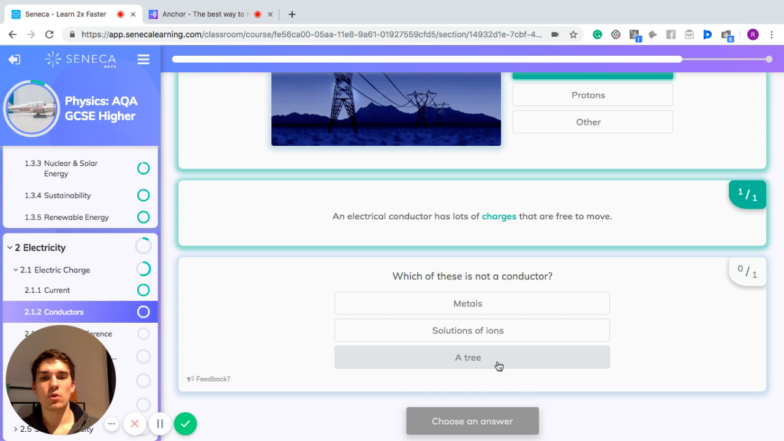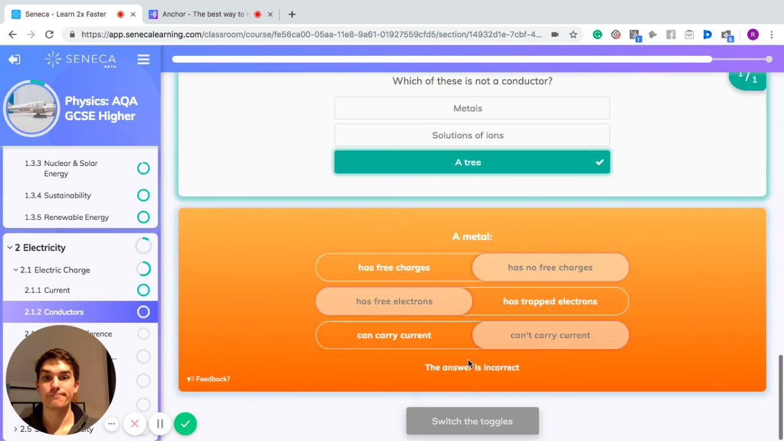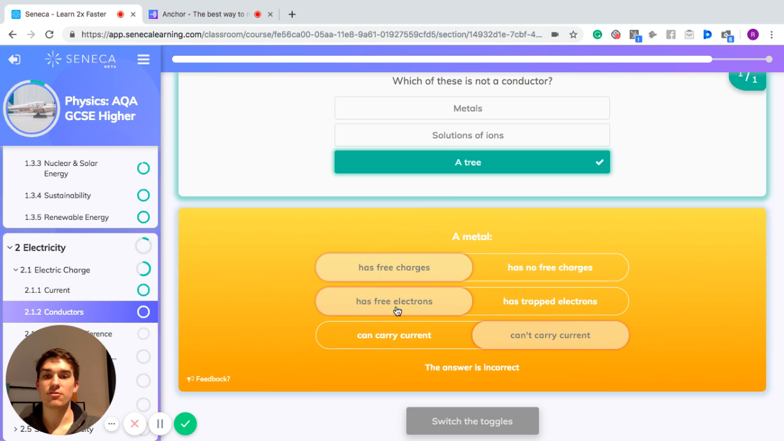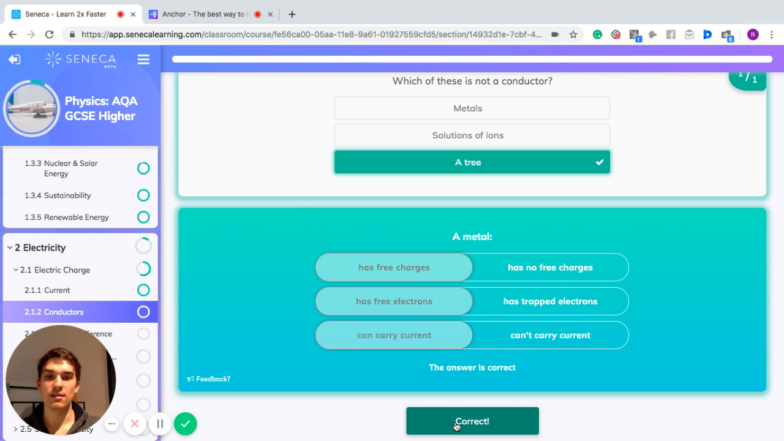So an example of a material that's not a conductor would be something like a tree. Now remember, a metal has free charges, it has free electrons, and it can carry a current.